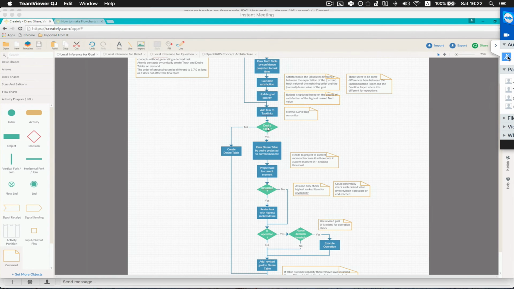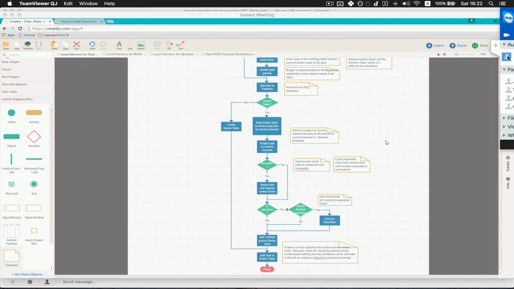So we then move on to checking the desire table, and this is where the goals are stored. Again, if it doesn't exist, it creates it, but we'll assume it does exist for now. It now ranks the desires to the current moment. And as it says here, it's important it does this to the current moment because it's going to execute this function in the current moment. So hence, now is when it has to be projected to. It does the same thing with the task, projects that to the current moment.